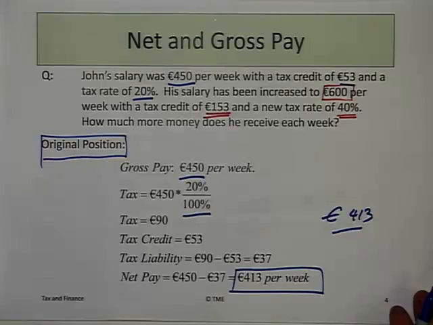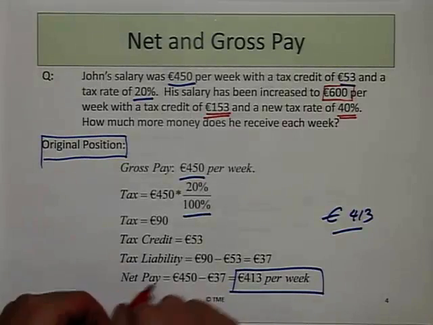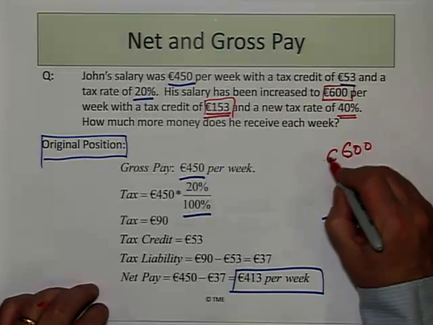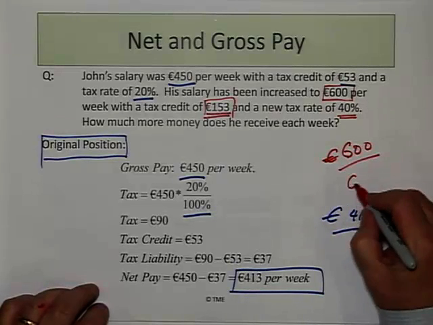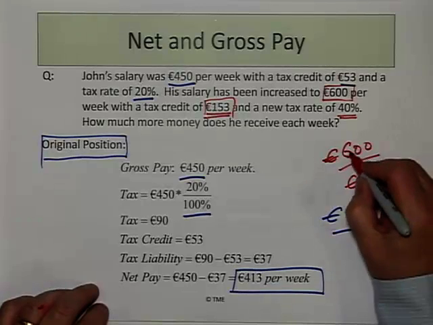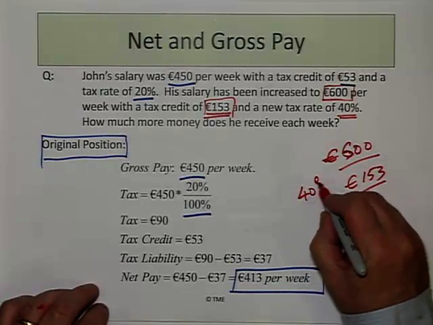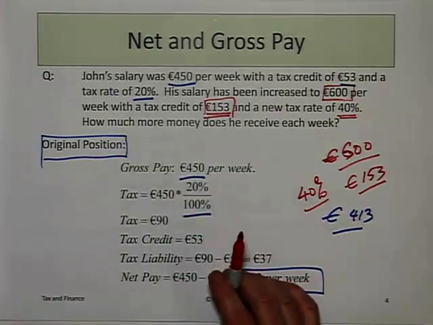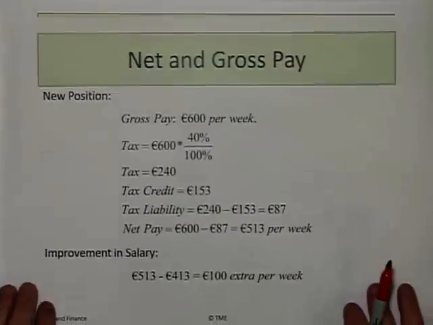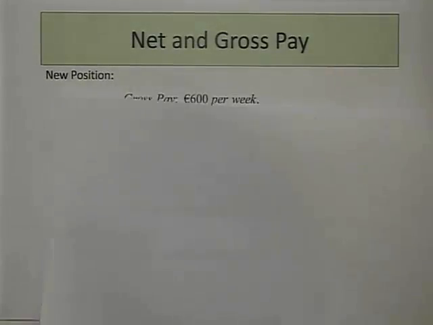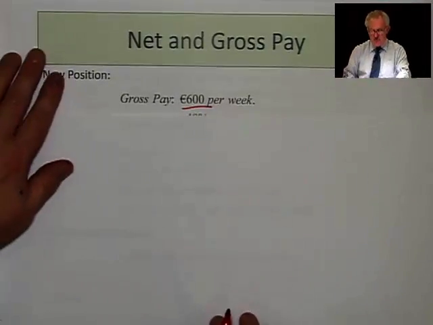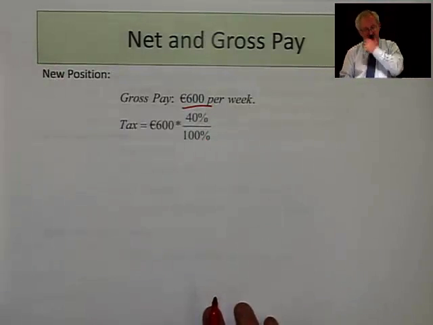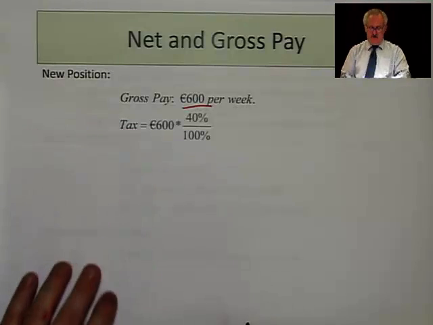But now let's look at the new position. Well, the new position now, shown in red, really is that he's got a salary of 600 a week, so that's quite a bit. He's got 153 as the tax credits, which will help, but he's got a tax rate of 40%. So it's exactly the same format, but just different numbers. So the gross pay in the second occasion is 600 a week. The tax is 40%, so all of the 600 is hit at the 40%.